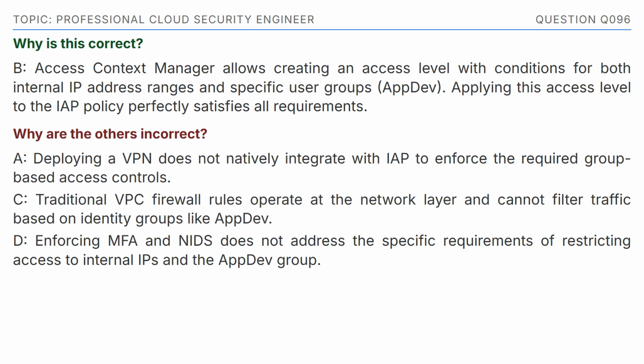A. Deploying a VPN does not natively integrate with IAP to enforce the required group-based access controls. C. Traditional VPC firewall rules operate at the network layer and cannot filter traffic based on identity groups like AppDev. D. Enforcing MFA and NIDS does not address the specific requirements of restricting access to internal IPs and the AppDev group.